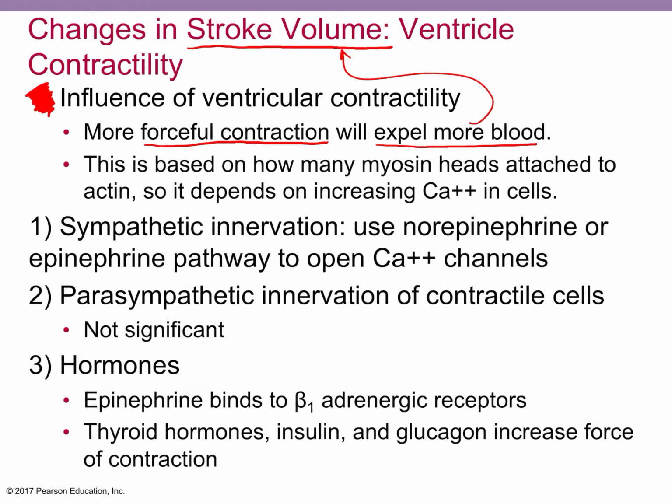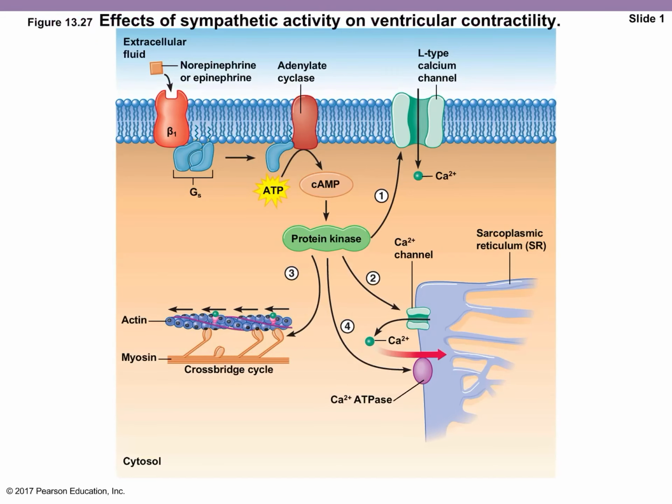And the force of contraction, how much those myocytes are contracting, just like skeletal muscle, it's based on how many myosin heads are going to be attached to actin. So what that depends on is increasing our calcium inside the cells. So the more calcium that's present, the more myosin heads are able to bind to actin, and the more power strokes can happen. So in order to do that, there's several ways. So we can have sympathetic innervation. And here's that sympathetic activity on the contractility.